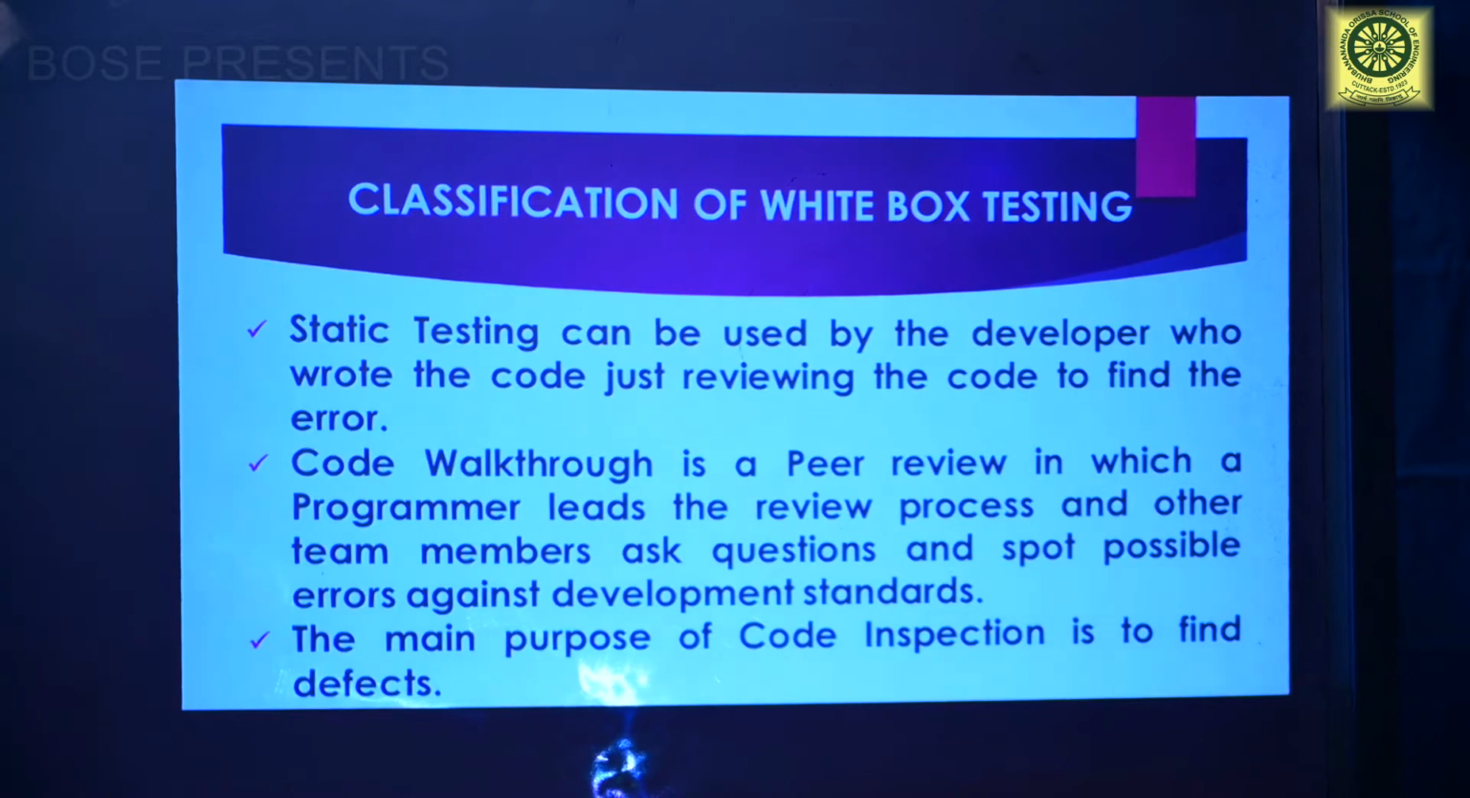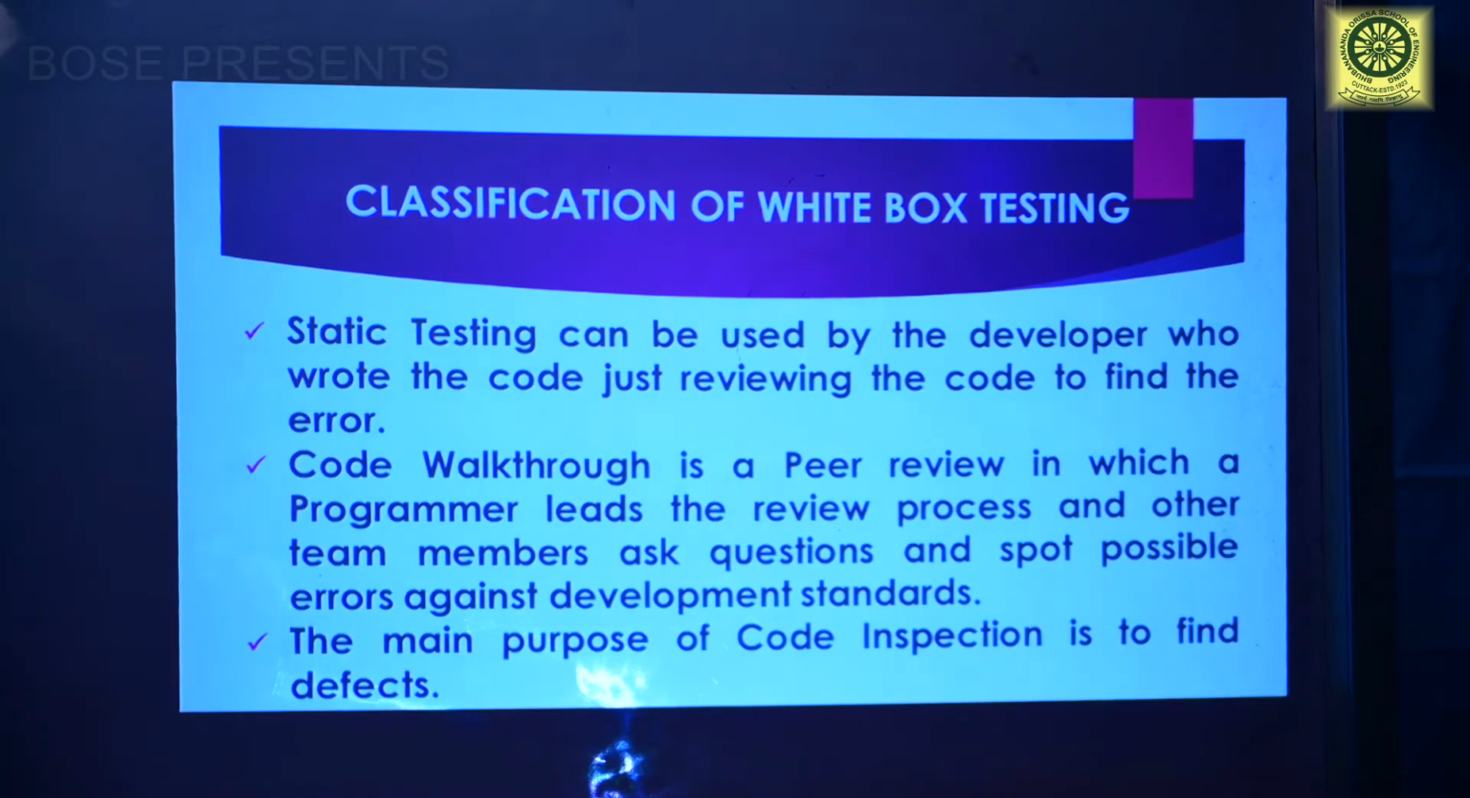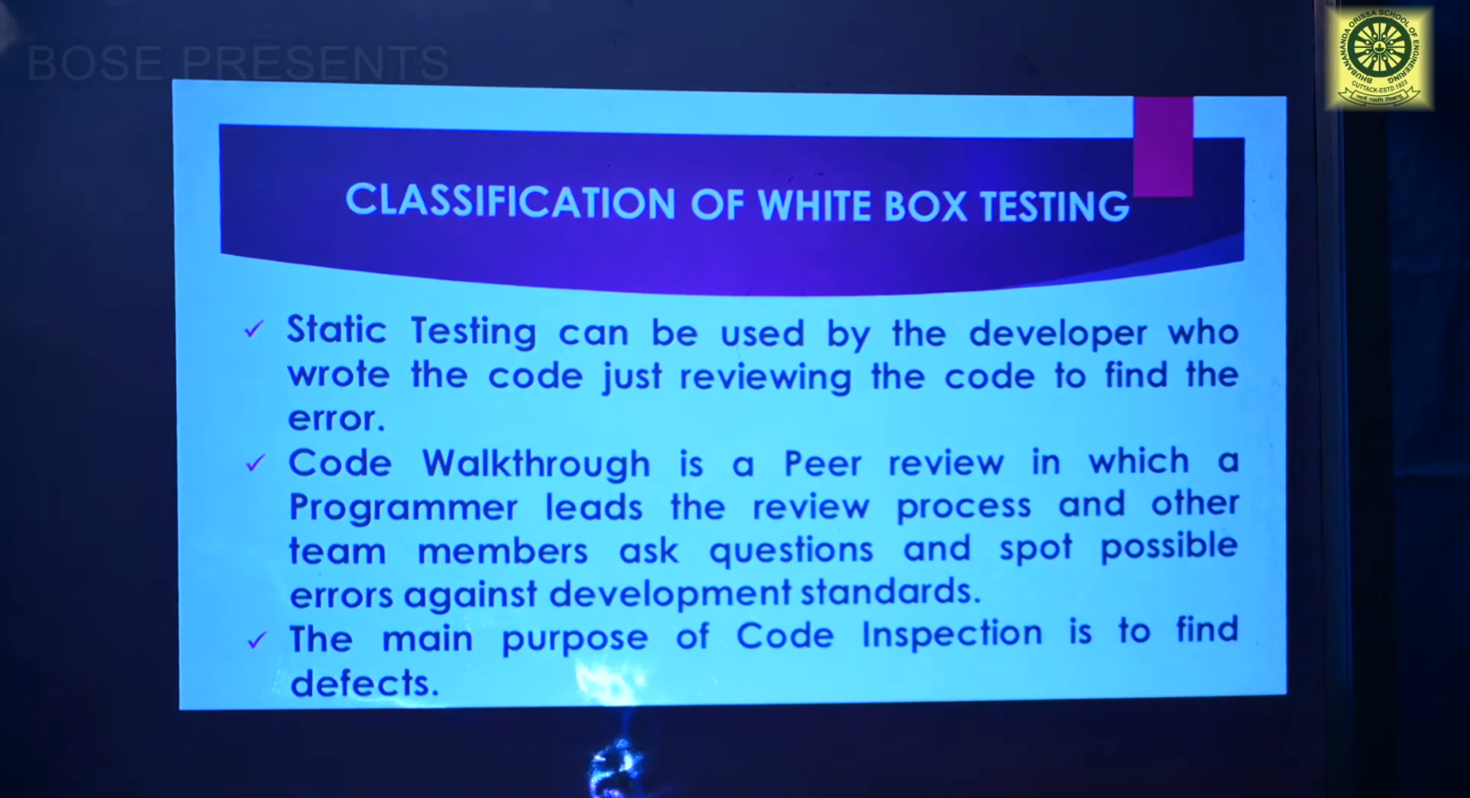Next thing is code walkthrough. What is code walkthrough? Code walkthrough is a peer review. What do you mean by peer? Peer means there is a group of people who will undertake the review along with a team leader. So code walkthrough is a peer review in which a programmer, that means the team leader, leads the review process and other team members ask questions and spot possible errors against development standards. The main purpose of code inspection is to find out the defects.